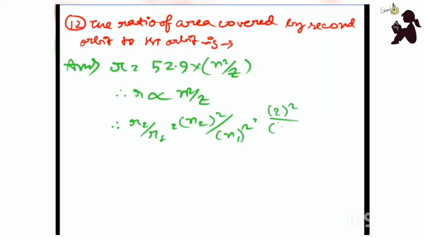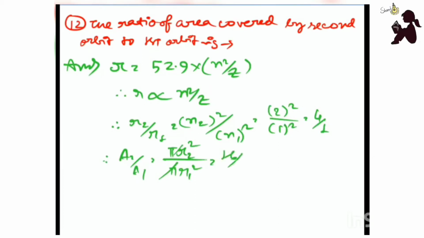So it will be 2 square by 1 square, so it will be 4 by 1. But what will be the area, right? It's a circular orbit, so we will just apply the formula for the area of the circle, that is pi r2 square by pi r1 square. So pi will be cancelled, it will be r2 square by r1 square, that will be 16 by 1. So that's the answer for this question.